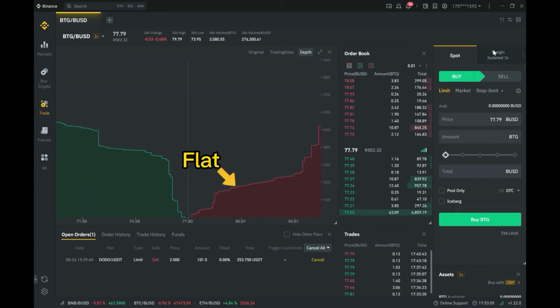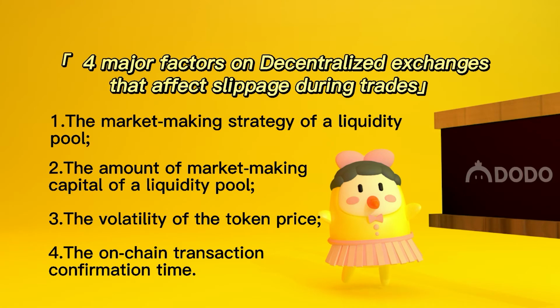Generally speaking, there are four major factors on decentralized exchanges that affect slippage during trades: the market making strategy of a liquidity pool, the amount of market-making capital of a liquidity pool, the volatility of token price, and the on-chain transaction confirmation time. I will explain each of these factors in detail.